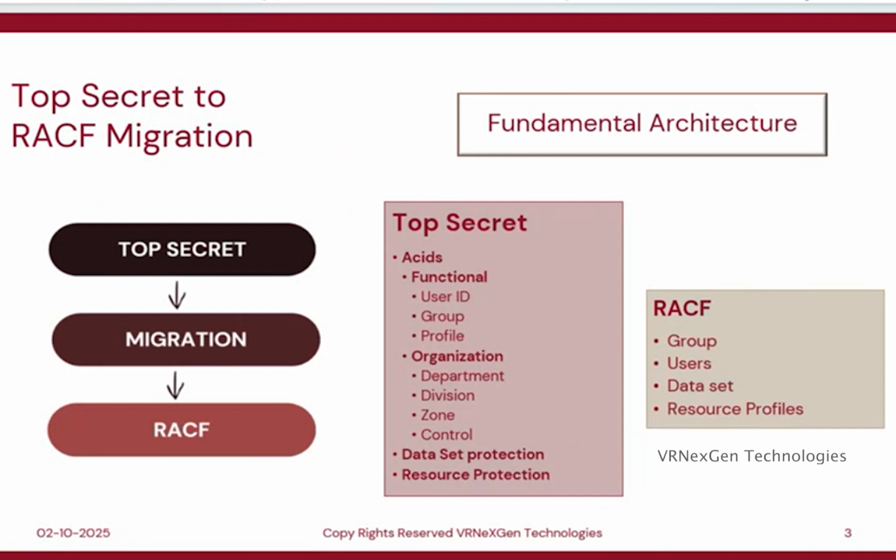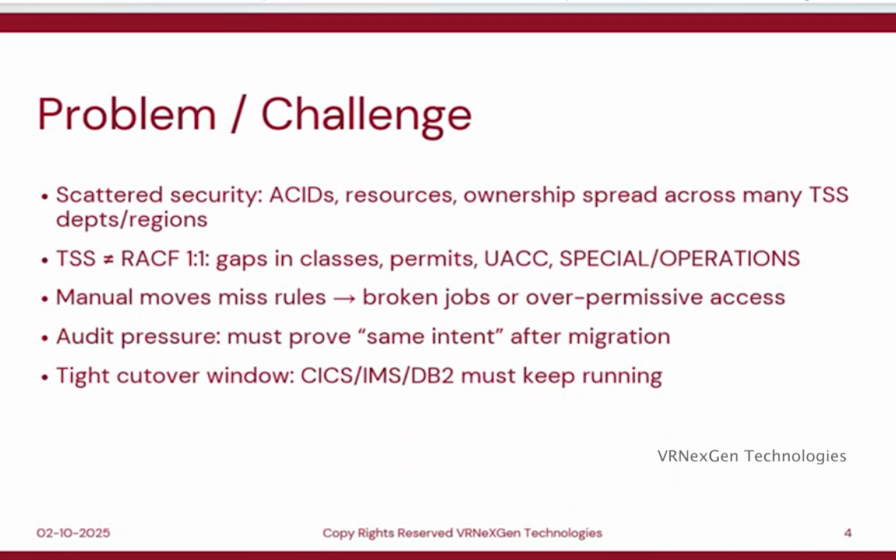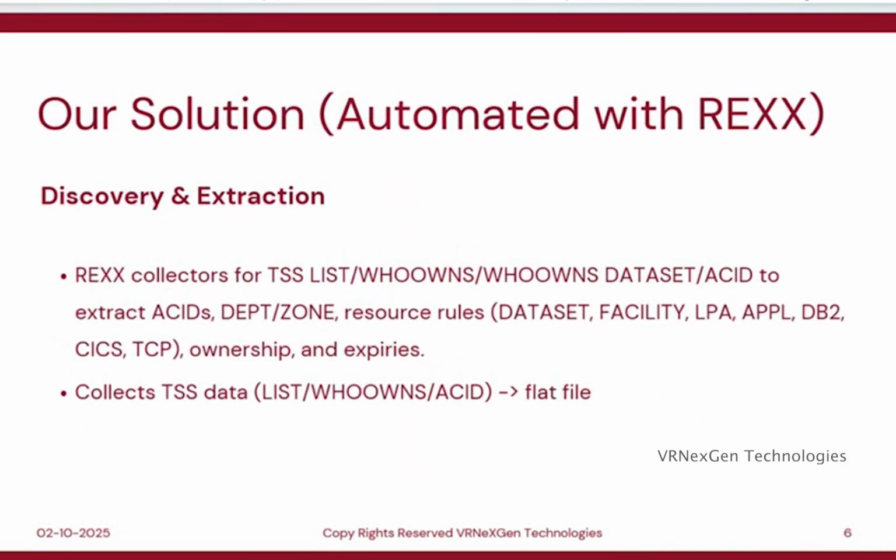So it is not easy to go for a migration. There are huge challenges when you want to automatically migrate these security definitions, because they are scattered and cannot be equated one-to-one. They are not comparable one-on-one. Many rules or manual moves are required to make equivalent definitions, and we also need a proper comparison with other subsystems like CICS, DB2, and IMS. So there is a huge challenge in doing automated migrations, and these challenges we are addressing in our automated solution.